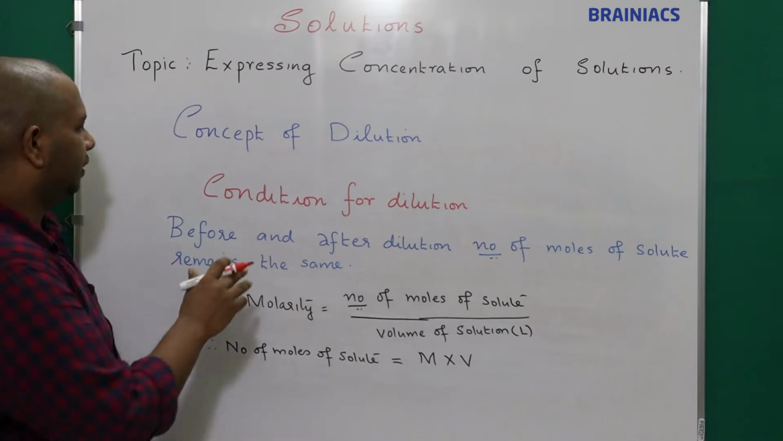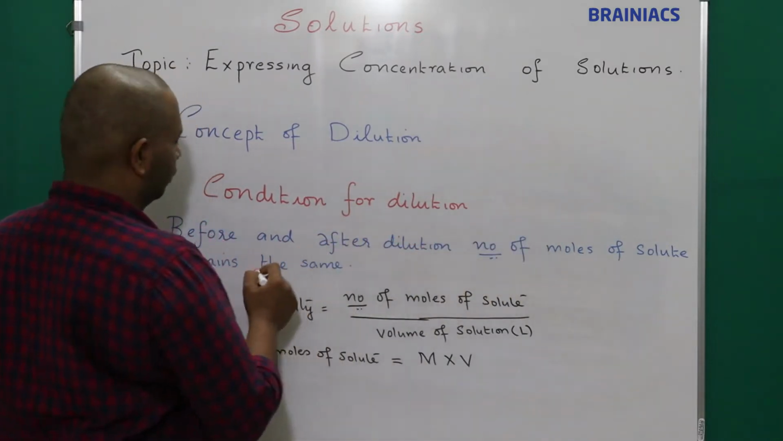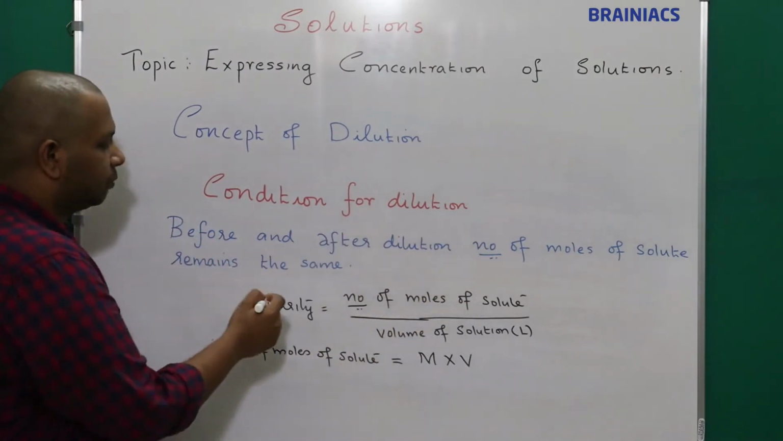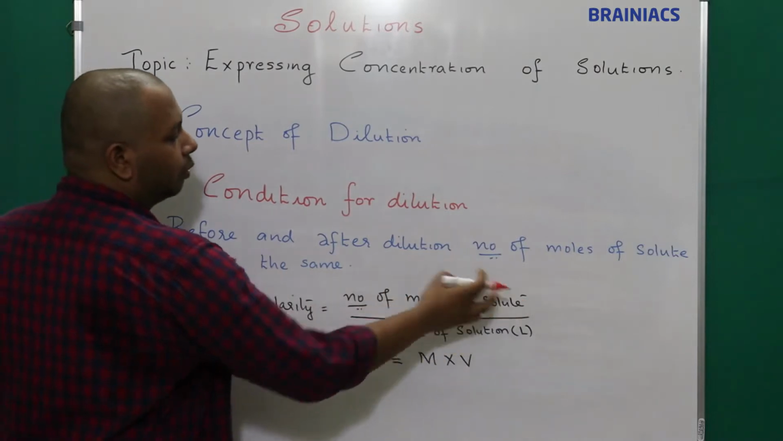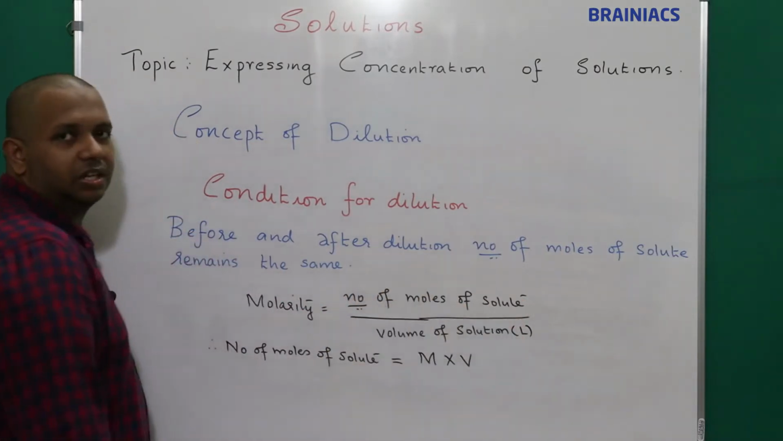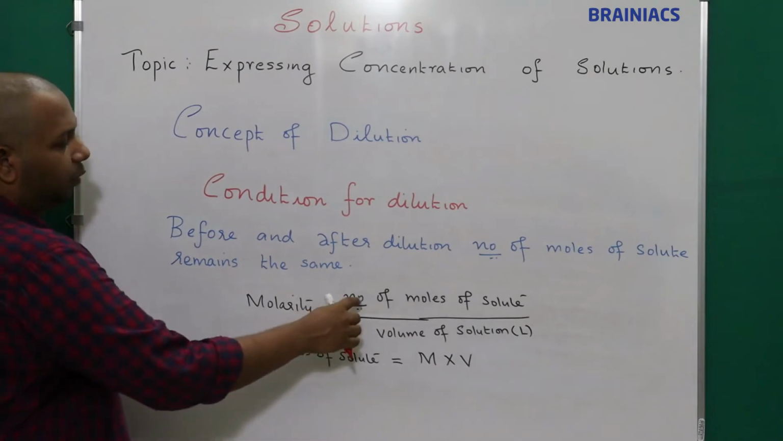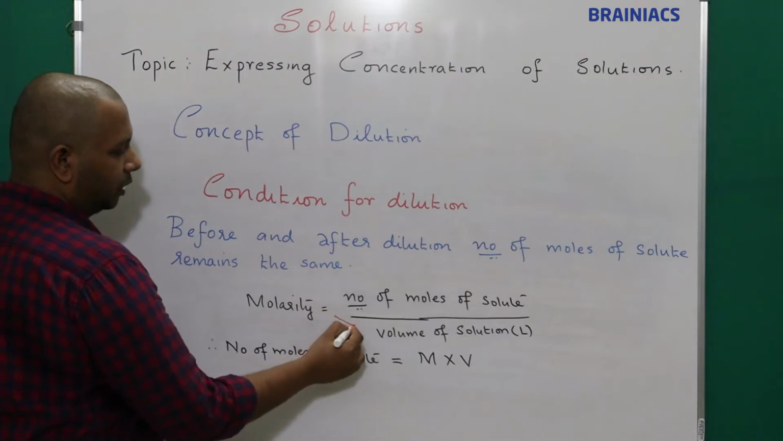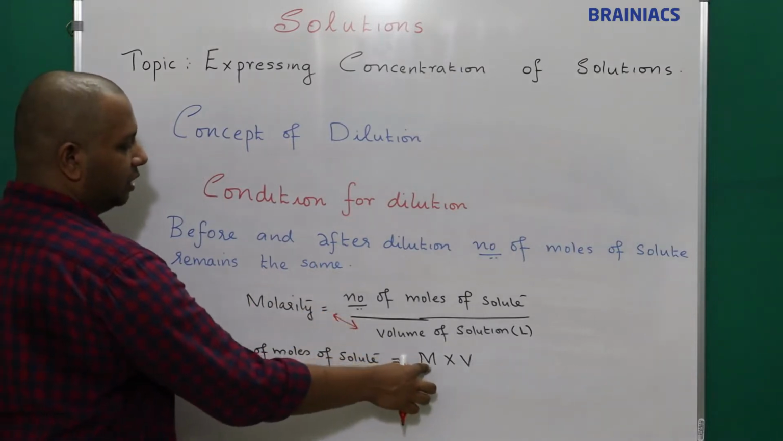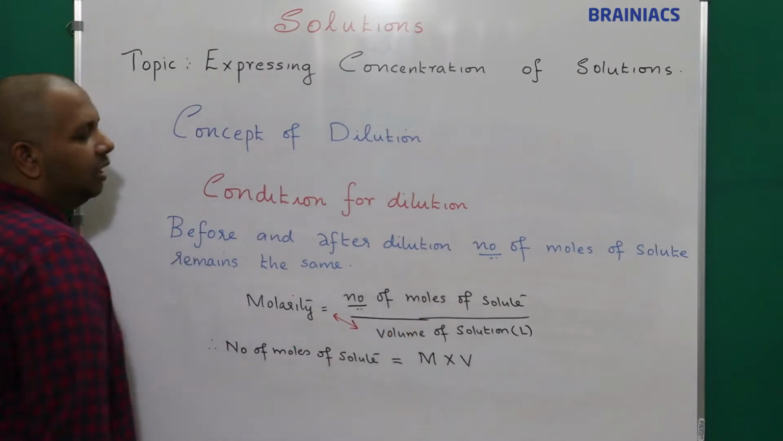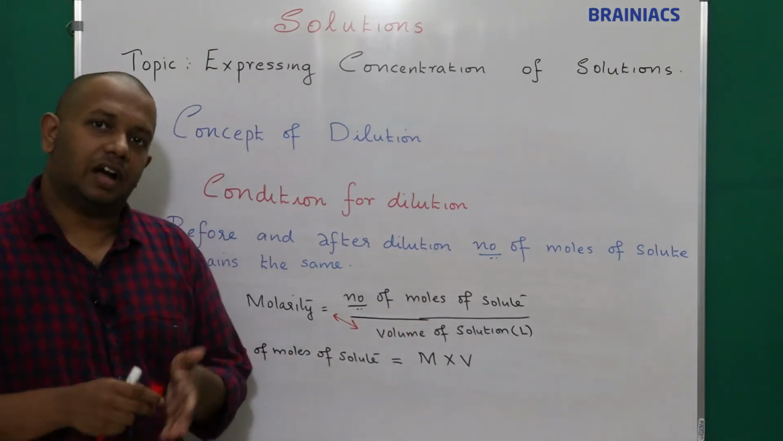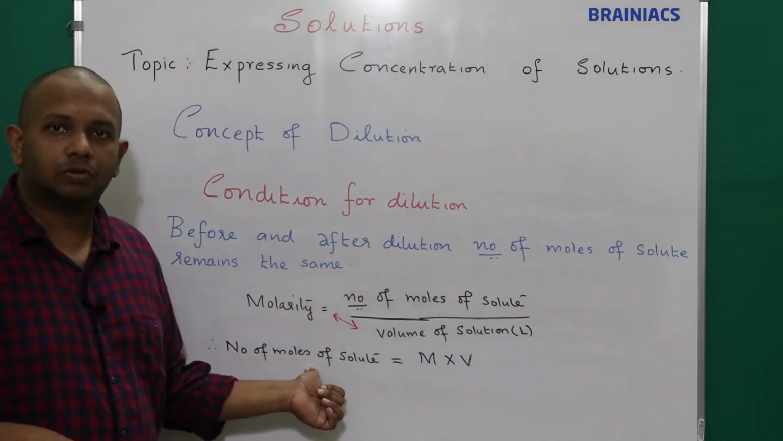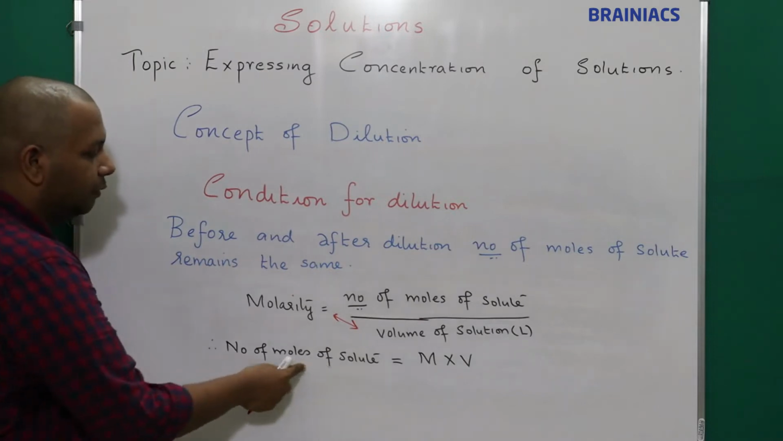So I can say before and after dilution, the number of moles of solute remains the same. I am trying to express it in terms of the number of moles of the solute. And I know that molarity is defined as the number of moles of the solute divided by the volume of the solution in liters. So what is the number of moles of the solute? Cross multiplying, it is molarity multiplied by the volume of the solution in liters. Correct. Before and after dilution, the number of moles of the solute remains constant, so this value should be a fixed one.